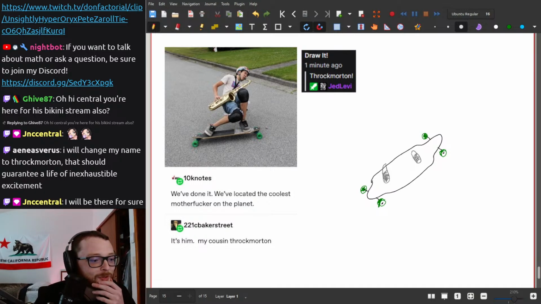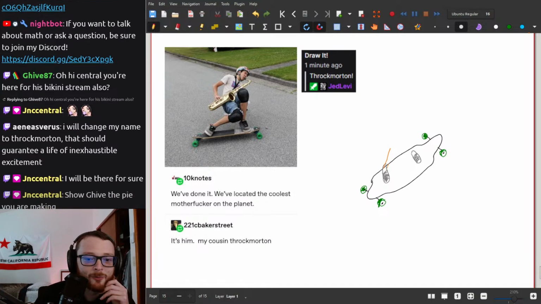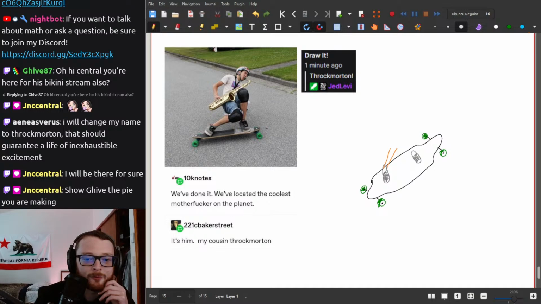Change my name to Throckmorton should guarantee a life of inexhaustible. It really would, Aeneas. I think it's a great idea and you should do it. I'm gonna make him orange because I don't have a better skin color. He's gonna have a spray tan. Throckmorton. I do feel like Throckmorton is the kind of dude who would have a spray tan.